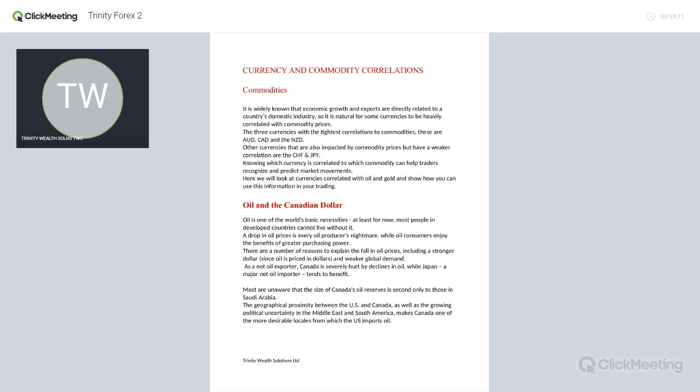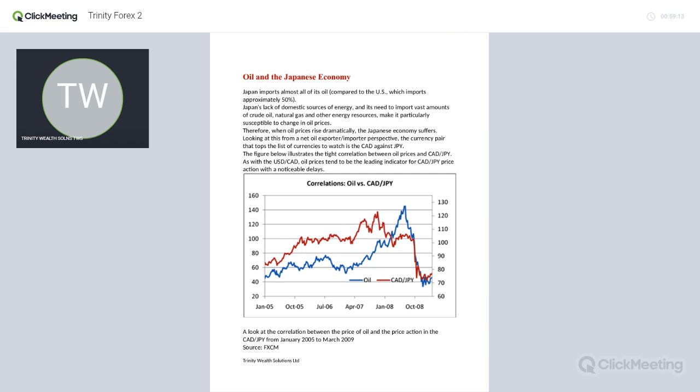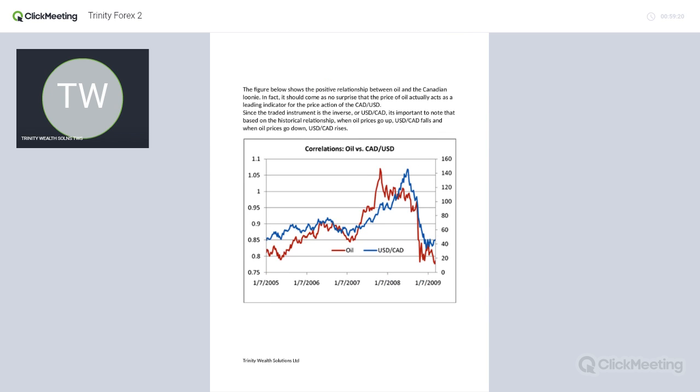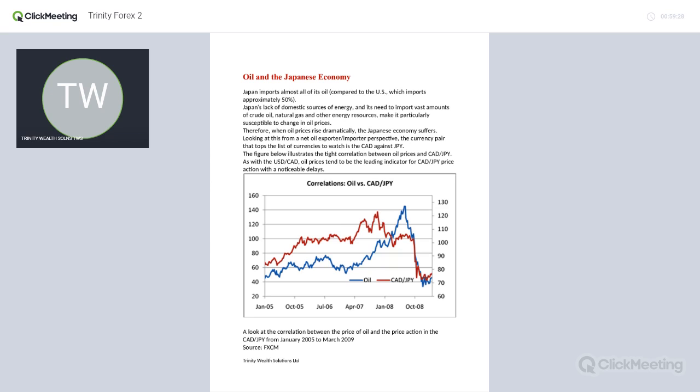So that's oil and CAD. Oil goes up, CAD goes up. Oil goes down, CAD goes down. All right, and you can see a chart there showing us how they are related. Sorry, not that one. I went to the wrong chart. And you can see this is oil in red. It goes up, the pair goes up like that. Yeah?